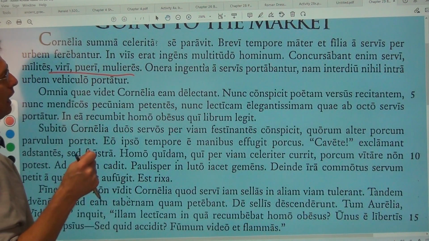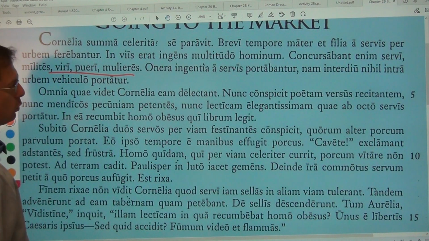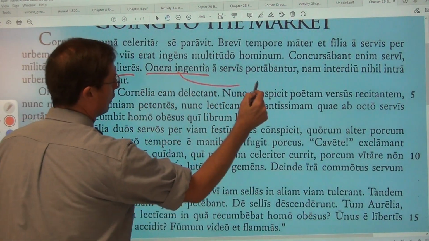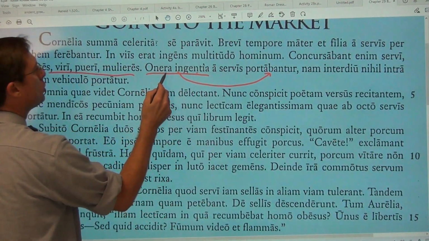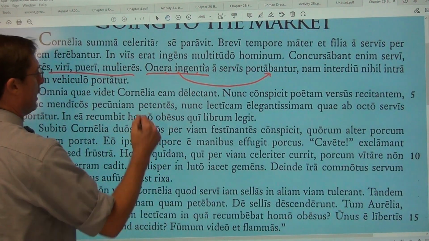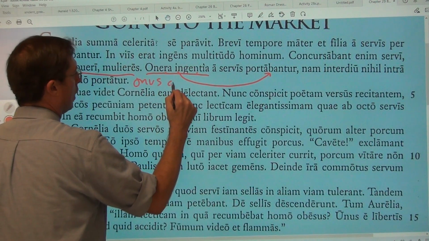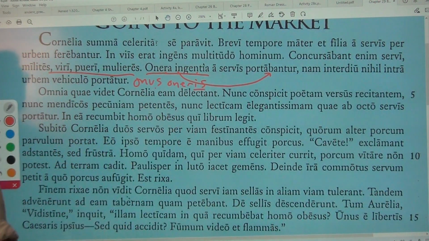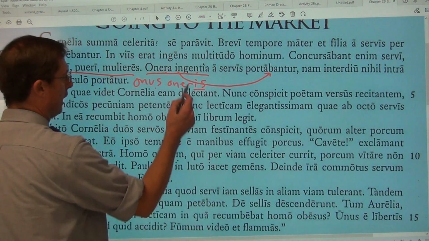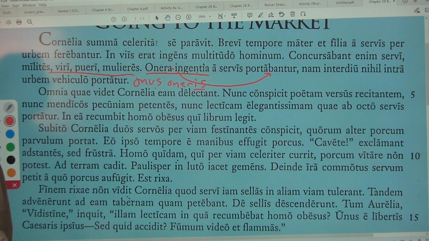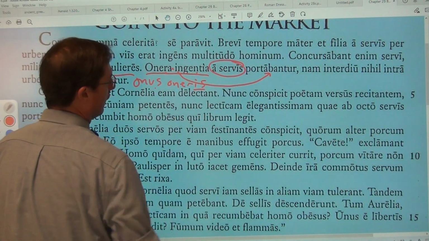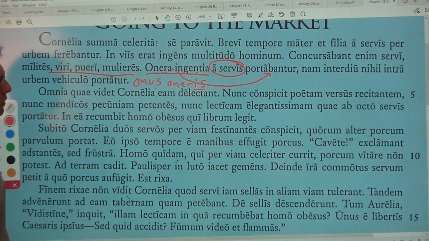Onera ingentia a servis portabantur. And that is your nominative plural neuter subject of our passive verb. Huge loads, from the noun onus, oneris. And remember, if it is a third declension noun whose nominative happens to have us, I did not say ending, then it is going to be a neuter word, and thus your nominative and accusative plural ends in a. Huge loads were being carried by the slaves. Again, another ablative of personal agent.